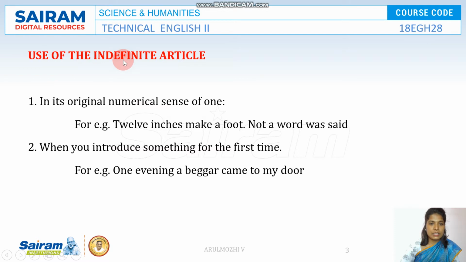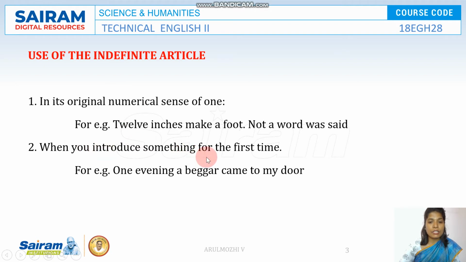Where to use the indefinite articles? Indefinite articles are used in the original numerical sense of one. Take for example, whenever you want to say one pen, you say, I have a pen, meaning one pen. I have a pencil, meaning one pencil. Not a word was said, meaning not even one word was said. When you originally mean the numerical number one, then you can say that.